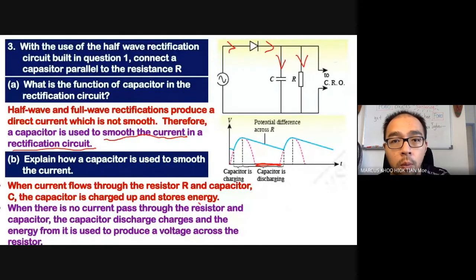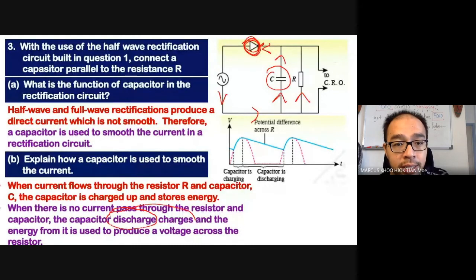Now, because of that, when there is no current, when it is reverse bias, bila dia melalui sini. Now, this is supposed to be reverse bias. Tidak kan? What is going to happen is the capacitor is going to discharge the charges. Okay? And make sure that there is some charge that is flowing through the resistor. Okay, so the energy from it is used to produce a voltage across a resistor.